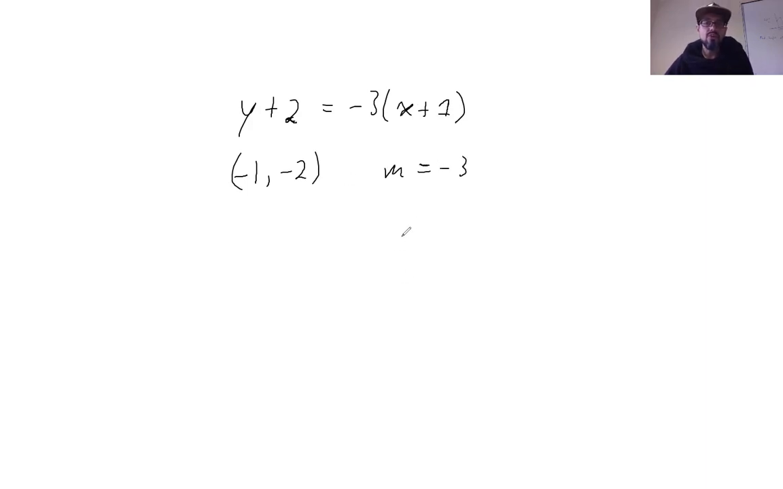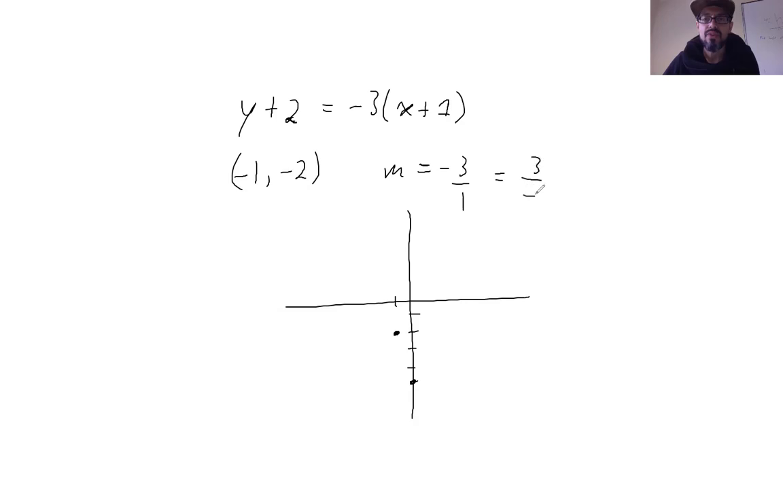From here, if you want to do a graph, really simple. I'm going to go to (-1, -2), do a point, and then apply the slope. I'm going to go down 1, 2, 3, and over 1. The opposite of that, of course, is 3 over -1. So I could go up 1, 2, 3, and back 1. And there you have it. There is your line. Very exciting.